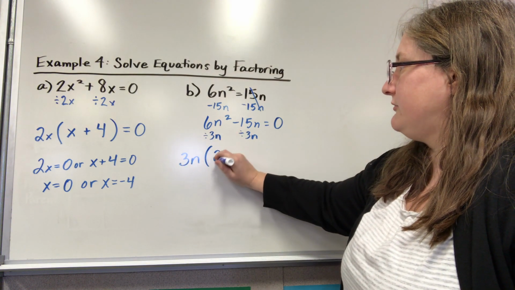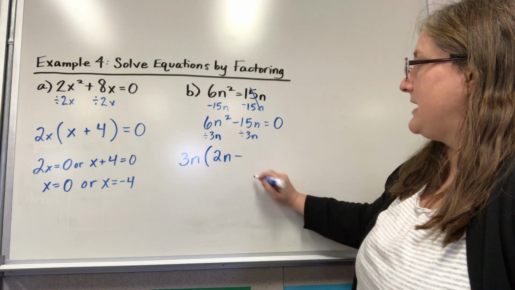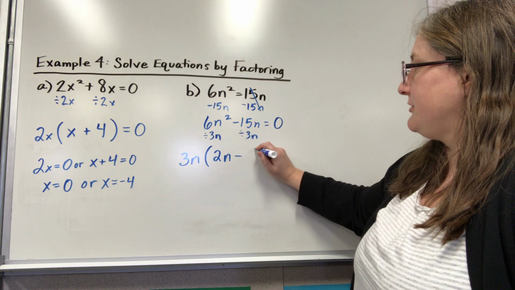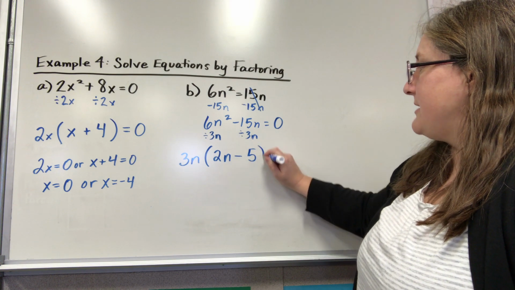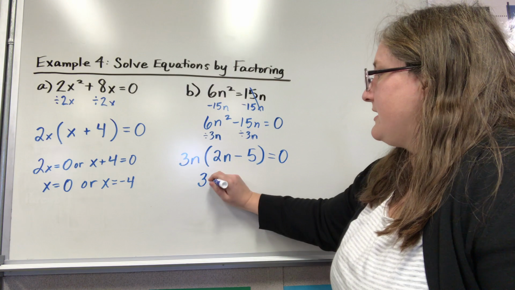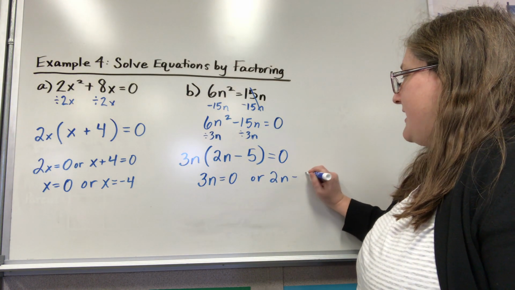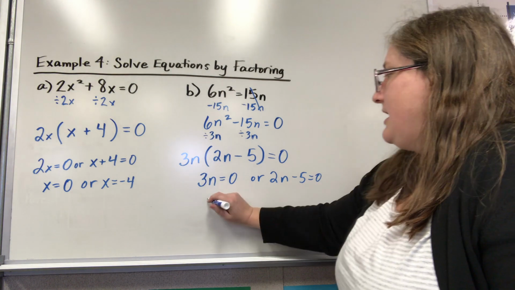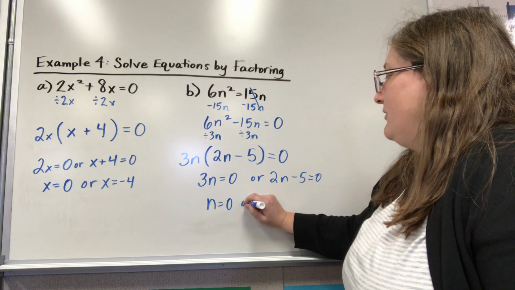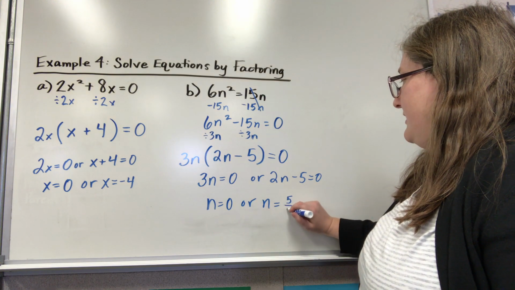6 divided by 3 is 2, and n squared divided by n is n. And I'm going to put a minus here. 15 divided by 3 is 5, and n divided by n is 1. So 3n has to equal 0, or 2n minus 5 must equal 0. So n could be 0, or n could be 5 halves.